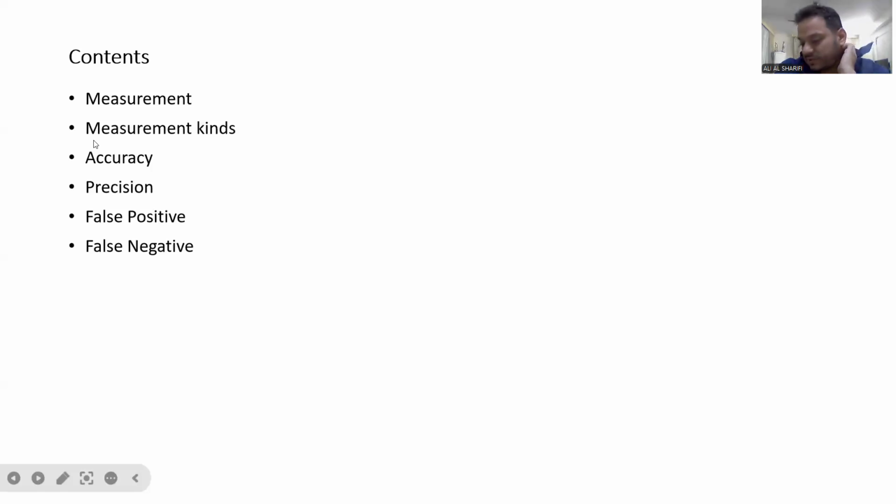Here, measurement kinds. We'll talk about some kinds of measurements, the difference between the heart rate and when your kidney disappears or sends some bad thing out of your body. For all of these, we are using another measurement tool. Accuracy and precision are important. We will study all of these and know the difference between them. And like I said, at last, the false positive and false negative diagnosis.